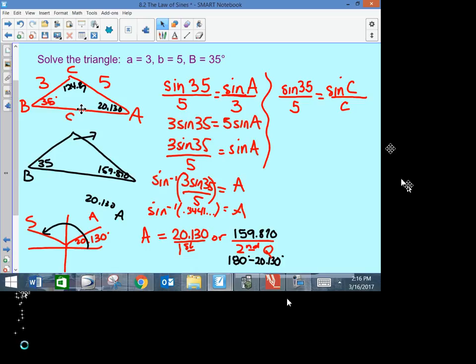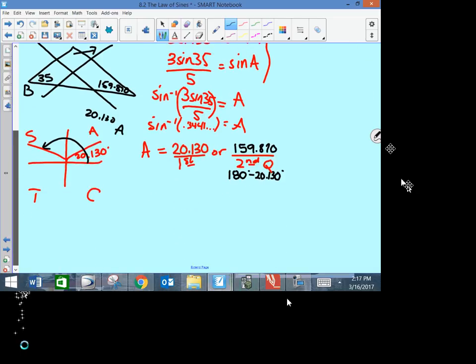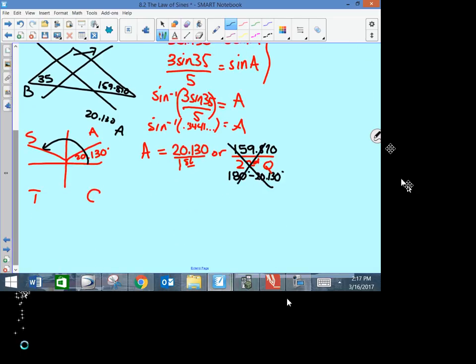Why? Right, it's already too big. 35 and 159, 180 minus 35 degrees minus 159.870. Okay, we can't have a negative degree angle in a triangle. So this triangle's not happening. Okay? So this is a situation where we have to check. If you forget to check, the one time you forget to check, that's the one time you have two triangles.